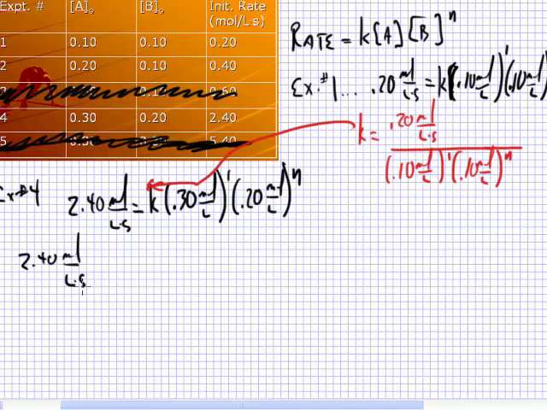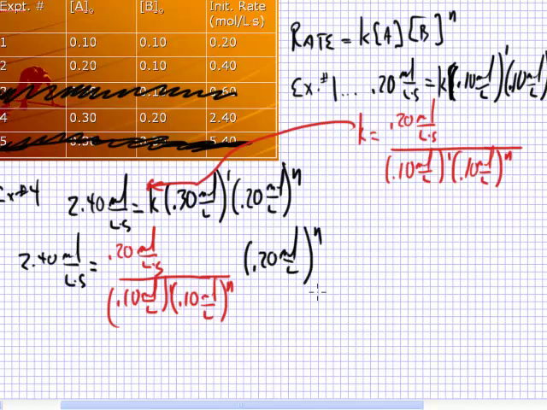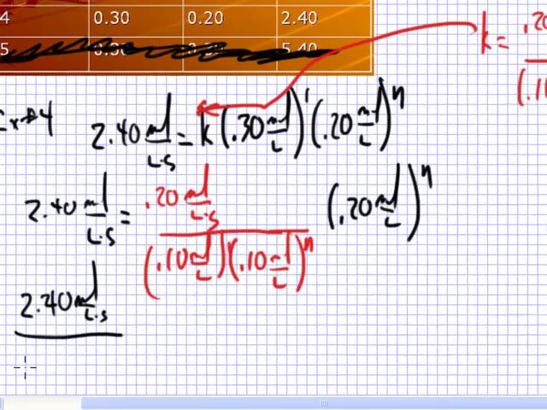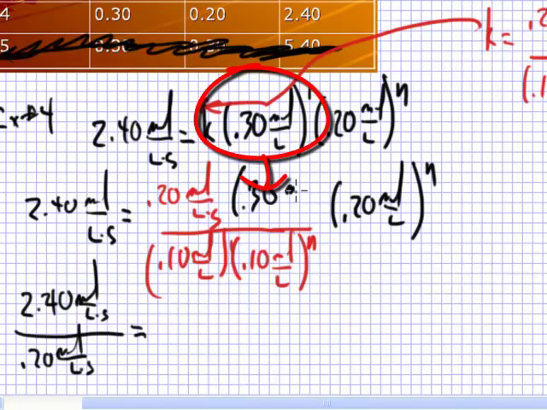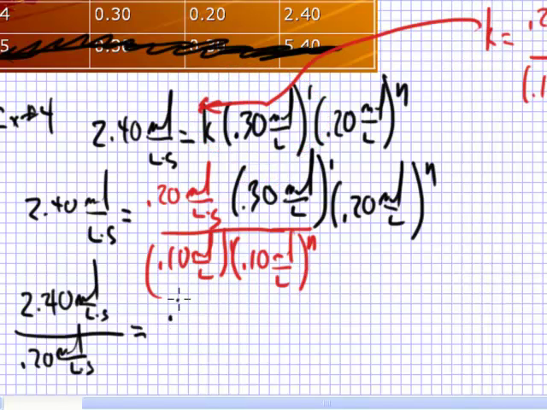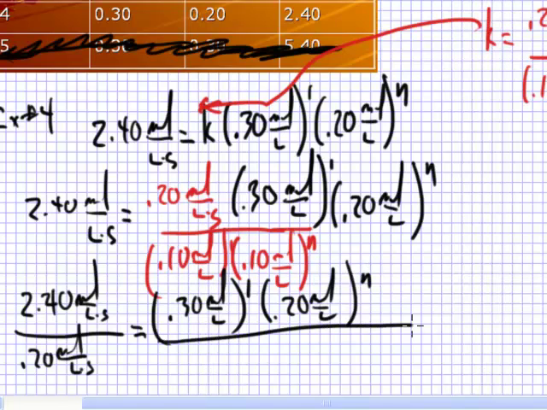moles per liter second is equal to, substituting now, 0.20 moles per liter second divided by 0.10 moles per liter to the 1 power times 0.10 moles per liter to the n power. Back to our original equation, times 0.20 moles per liter raised to the n power. Now let's collect like terms here. 2.40 moles per liter second divided by 0.20 moles per liter second is equal to, sorry, I forgot something. This is also multiplied by 0.30 moles per liter to the 1 power. So that goes in here, 0.30 moles per liter to the 1 power times 0.20 moles per liter to the n power divided by 0.10 moles per liter to the 1 times 0.10 moles per liter to the n.